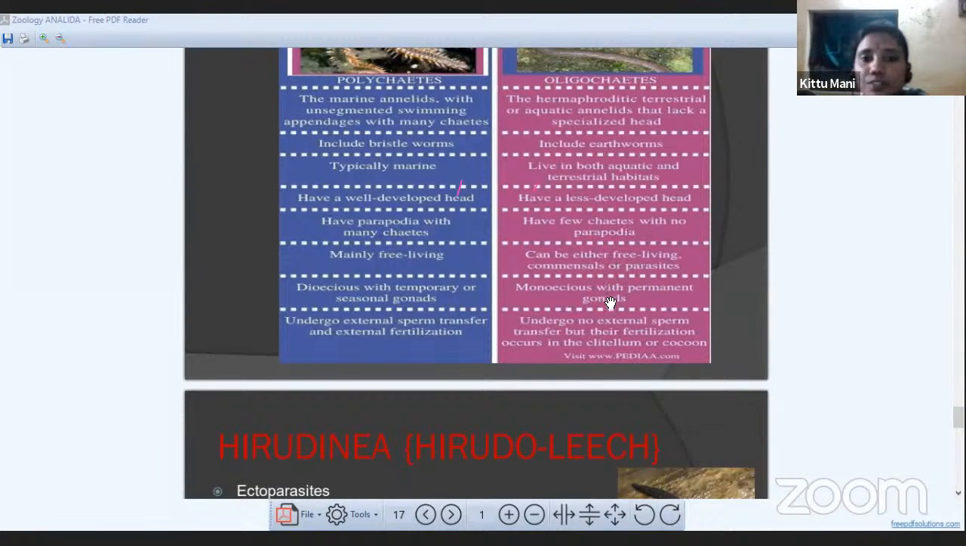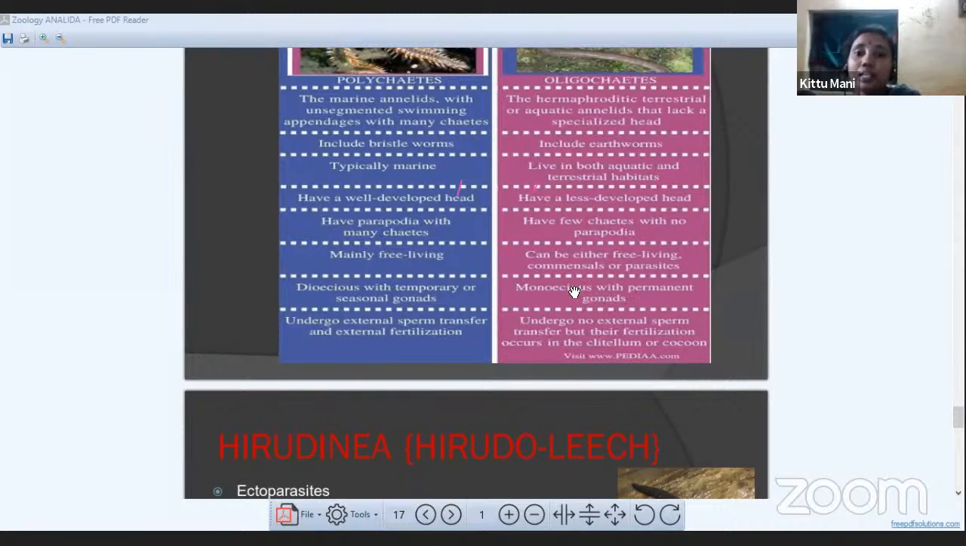These are the three types of living conditions we observe. Next, they are monoecious with permanent gonads. In the polychaetes we observe temporary or seasonal gonads, but in the case of oligochaetes, we observe permanent gonads. Here the clitellum is present in the earthworm.